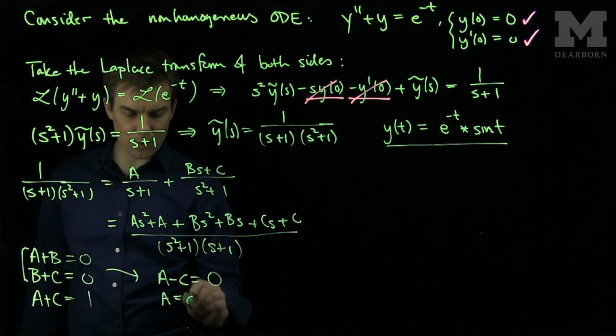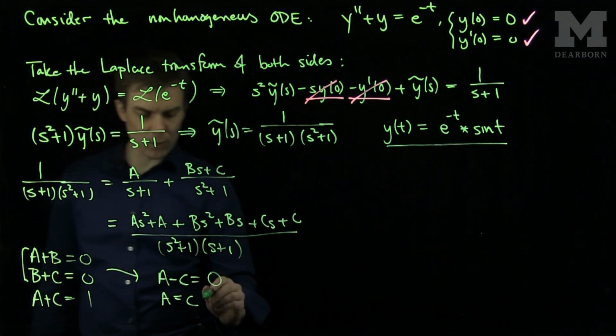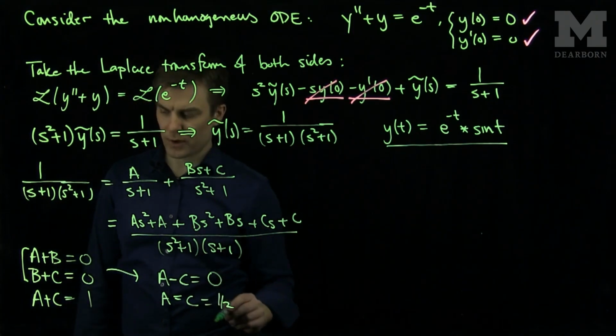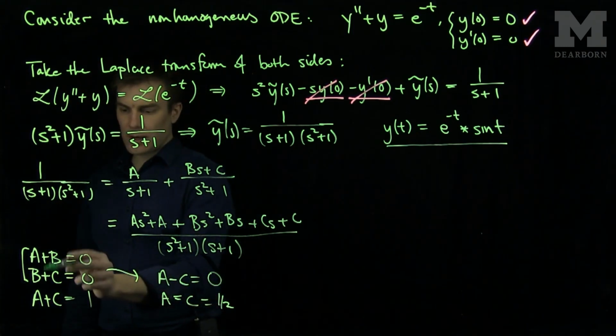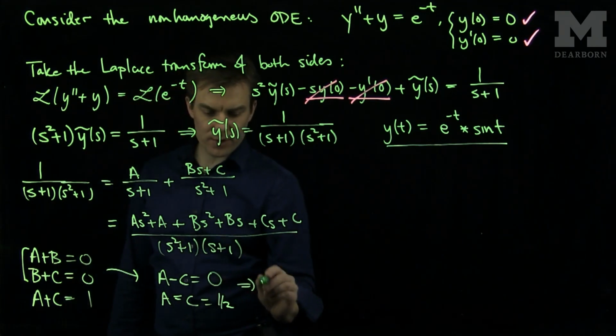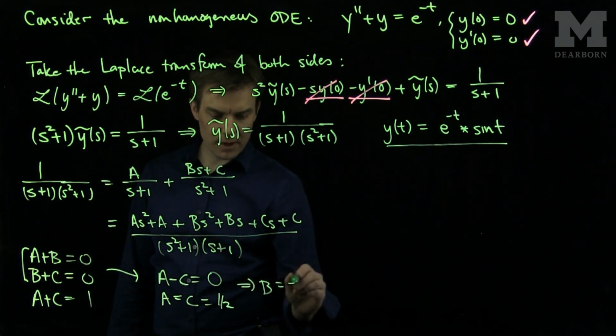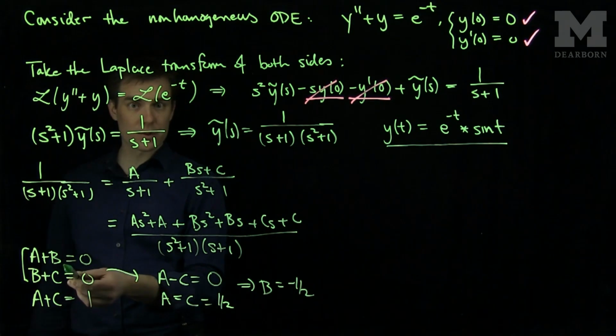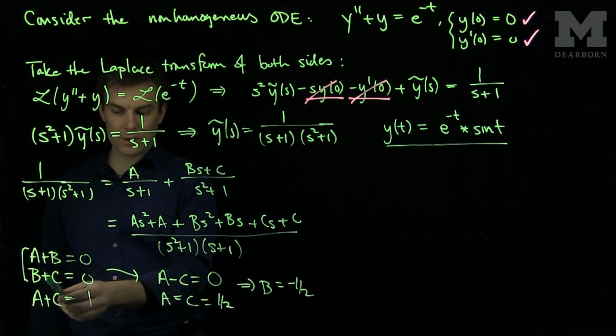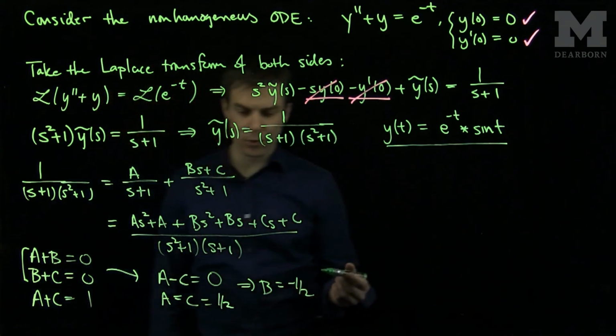So a is equal to c, and if a plus c is equal to 1, they both must be equal to 1/2. If a and c are equal to 1/2, this is going to force b to be negative 1/2. And we can check that all these conditions are satisfied. 1/2 minus 1/2 is 0, negative 1/2 plus 1/2 is 0, and 1/2 plus 1/2 is equal to 1.